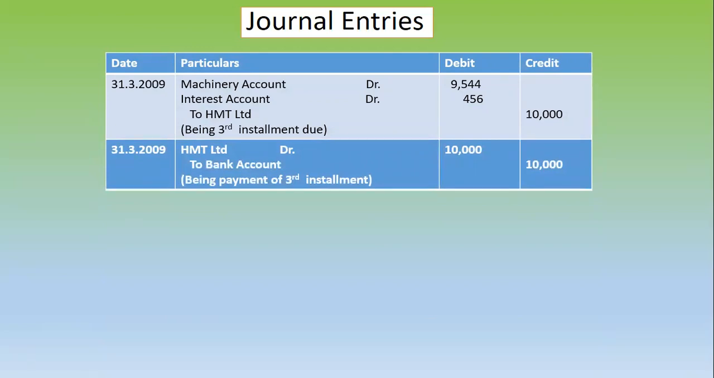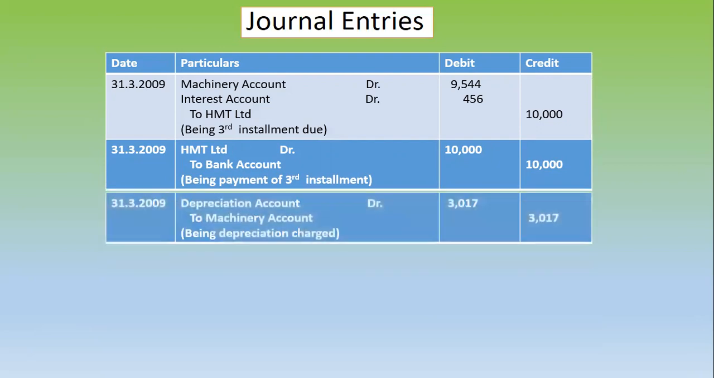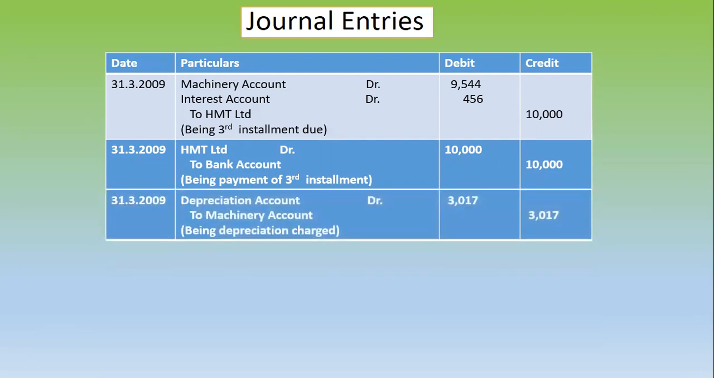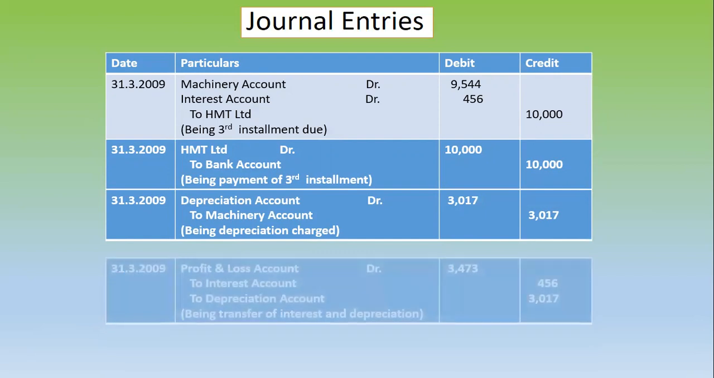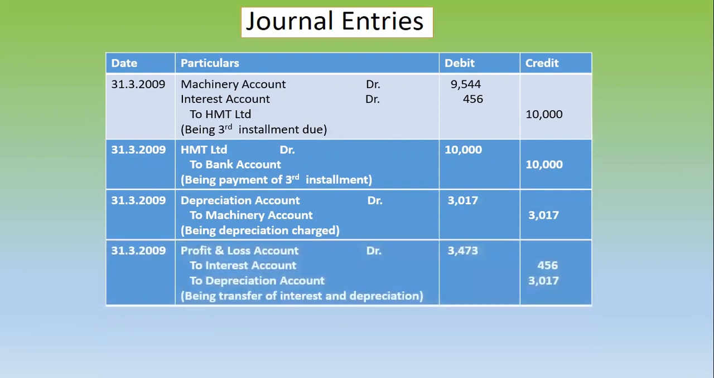So HMT Limited debit 10,000 to bank account credit 10,000. Third entry for the depreciation charge: depreciation account debit 3,017 to machinery account 3,017. And the last journal entry for transferring the interest and depreciation to profit and loss account. So interest account credit 456, depreciation account credit 3,017. So together in profit and loss account, you are going to debit 3,473.